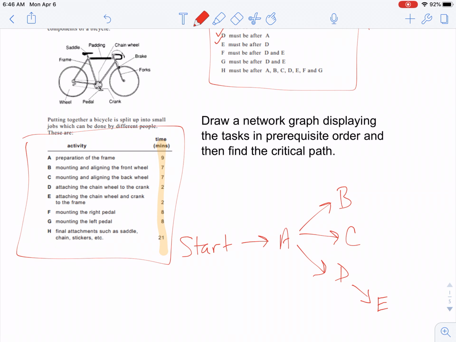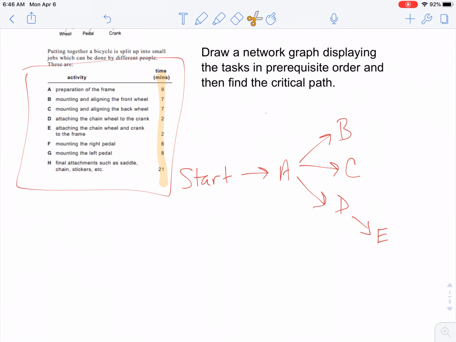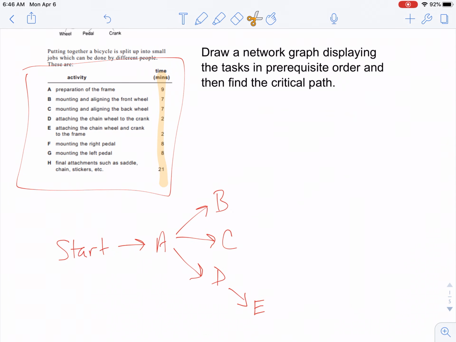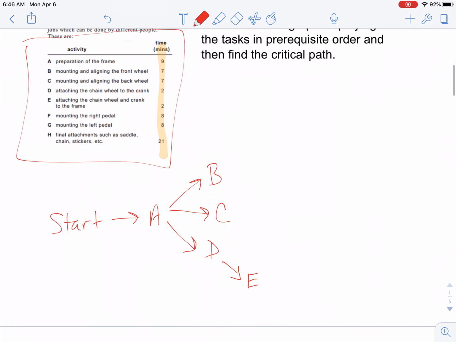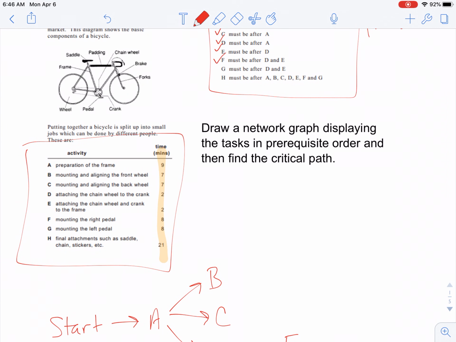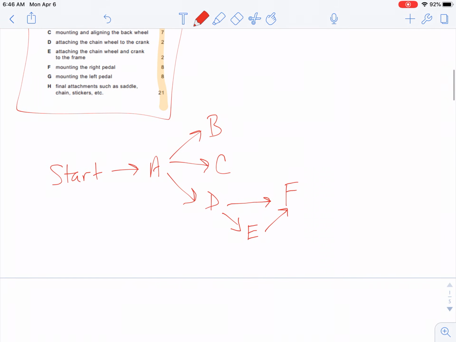F must be after D and E. Now, hang on, I'm just going to move this because I'm going to run out of space. F must be after D and E. So basically, here's F. You need to draw arrows from D and E into F, because F has to be after both of them. Okay, that's this one. G must be after D and E. So we could draw G somewhere down here with arrows. Actually, we should draw it forward, like here somewhere. So arrow from D, arrow from E.